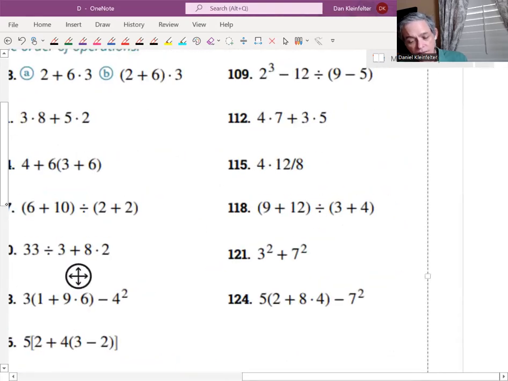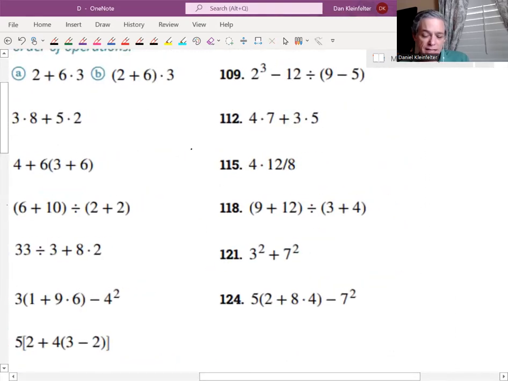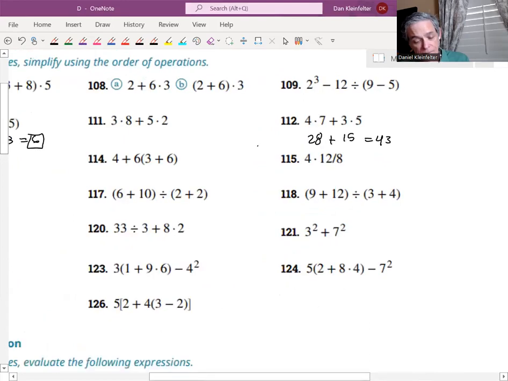Let's try 112 next. This one only has multiplications and additions. We can do the 2 multiplications at the same time because they're separated by a lower ranked operation, the addition. So 4 times 7 is 28, and then 3 times 5 is 15. Doing this kind of stuff, it's going to be really helpful if you know your multiplication tables. If you are rusty on that, you'll want to spend some time reviewing it. 28 plus 15, that's 38, 40, 50 for a final answer.